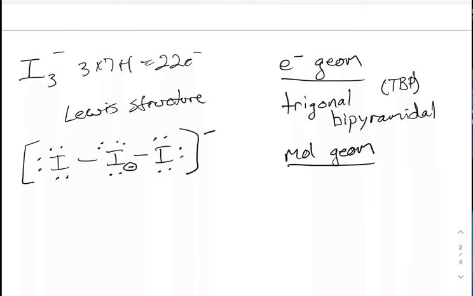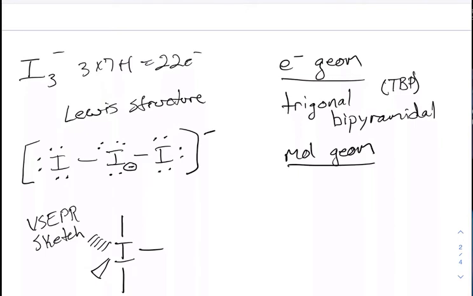And so for my VSEPR sketch, if I go to draw this, for anything that's trigonal bipyramidal, the usual setup and orientation I will draw for it is going to look like this. And so here is how the 5 things would be arranged around the central iodine.